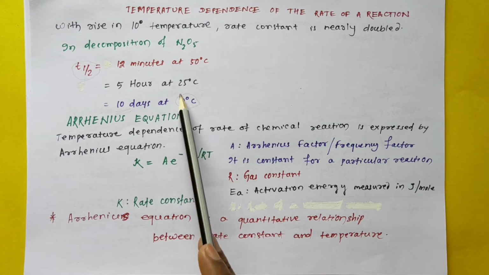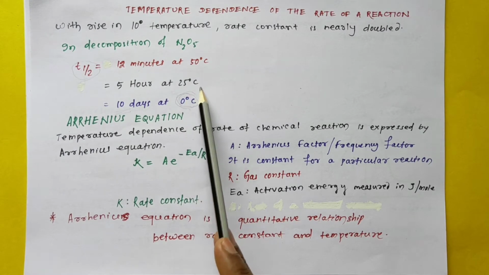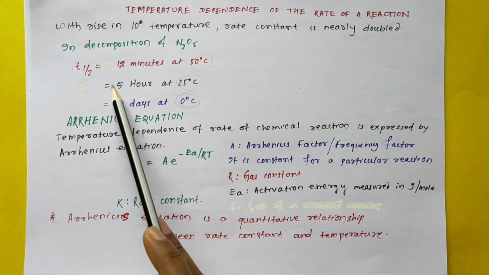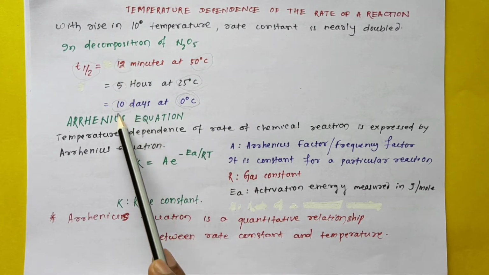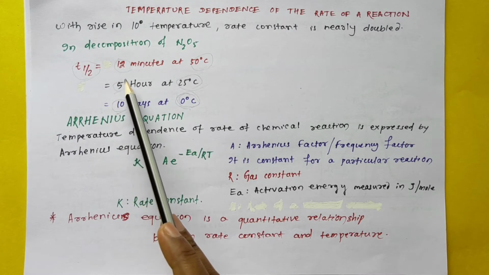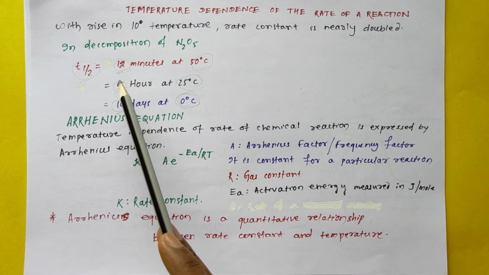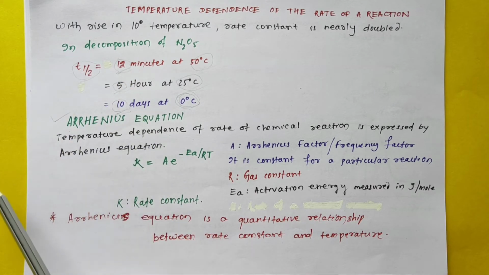So you see, with increase in temperature, the half-life gradually decreases. Here it was 10 days, then it is 5 hours, and it is only 12 minutes. Are you observing? So you see, next we'll discuss about Arrhenius equation.